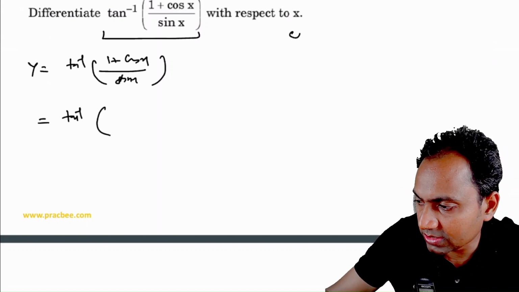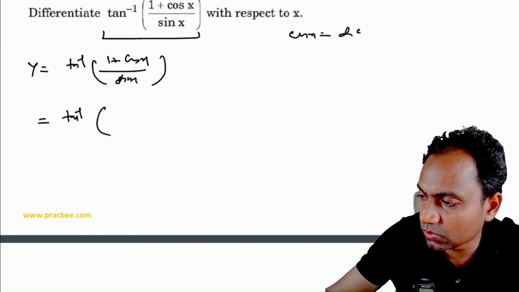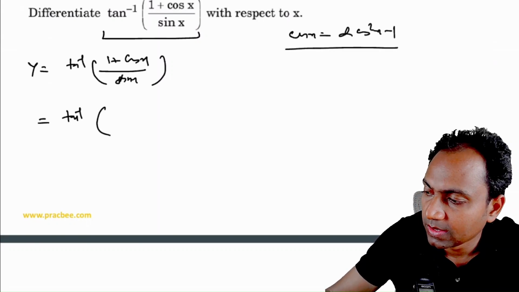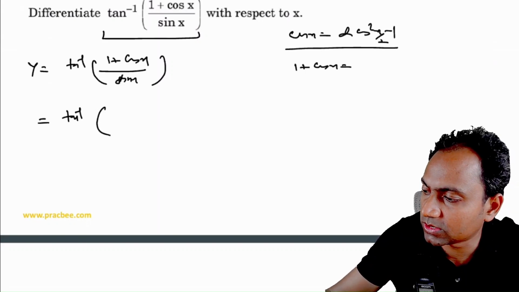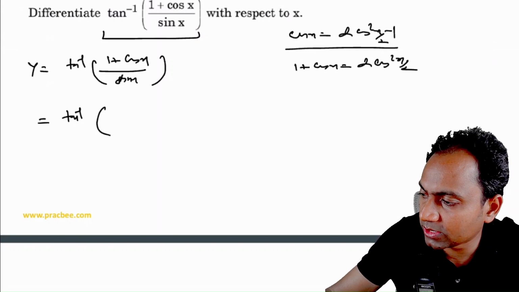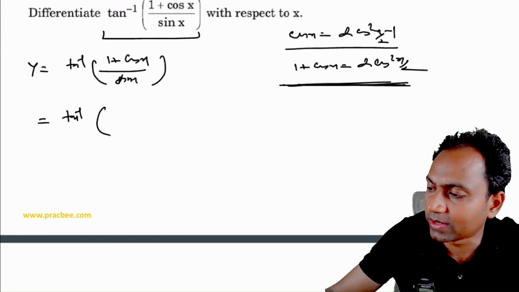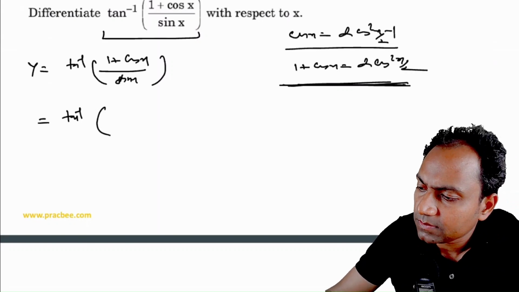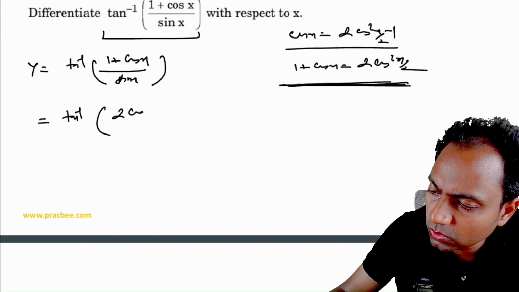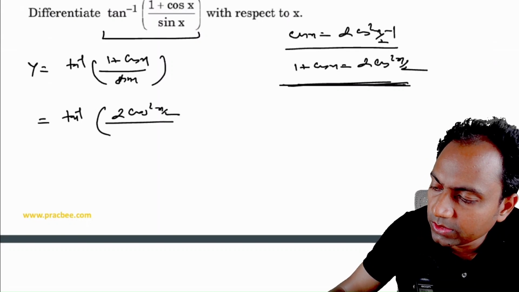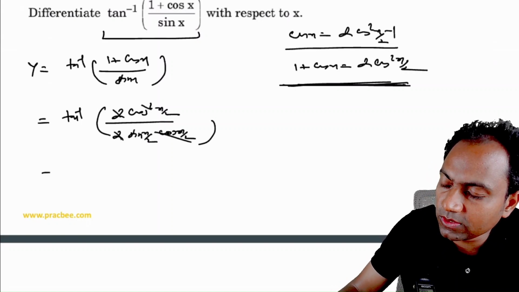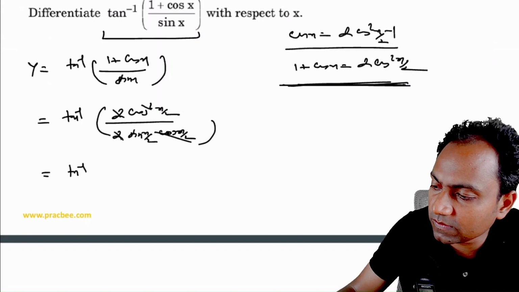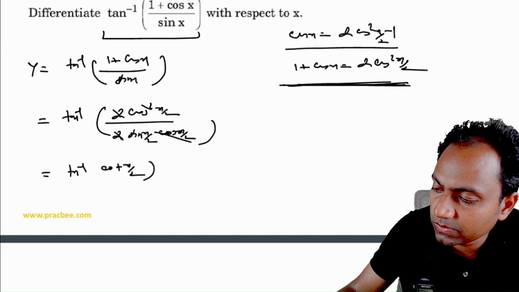See, now for cos x, there are two formulas. One is 2 cos square x by 2 minus 1. So if I take 1 on the other side, we get a very famous formula, 1 plus cos x is equal to 2 cos square x by 2, and this is one such result that will be used a lot in calculus. So if I put it here, it becomes 2 cos square x by 2. The denominator can be written as 2 sin x by 2 cos x by 2. Cos x by 2 we can cancel out. So what we are getting is tan inverse of cot x by 2.